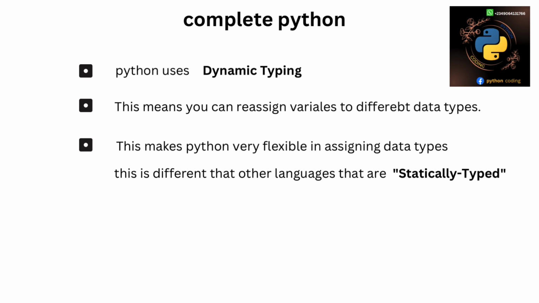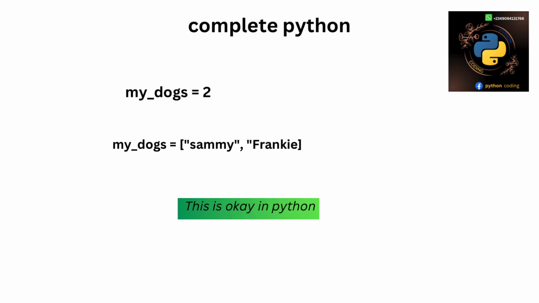Python uses dynamic typing. That is why it's different from other programming languages. This means you can reassign variables to different data types. This makes Python very flexible in assigning data types. This is different from other languages that use static typing, such as C++. For example, I assign 2 to my_dogs. Then, in my next code, I assign Elise, Sammy, and Frankie to my_dogs. This is okay in Python.